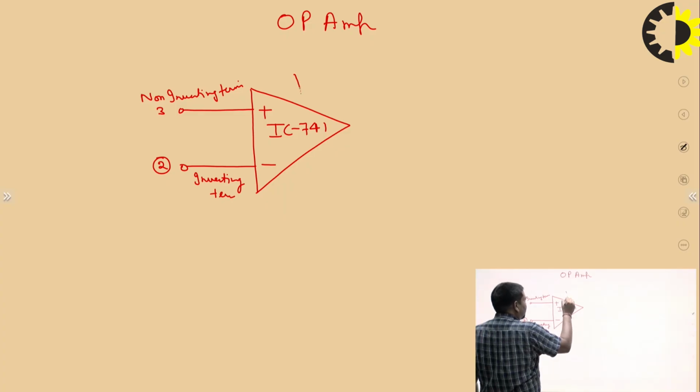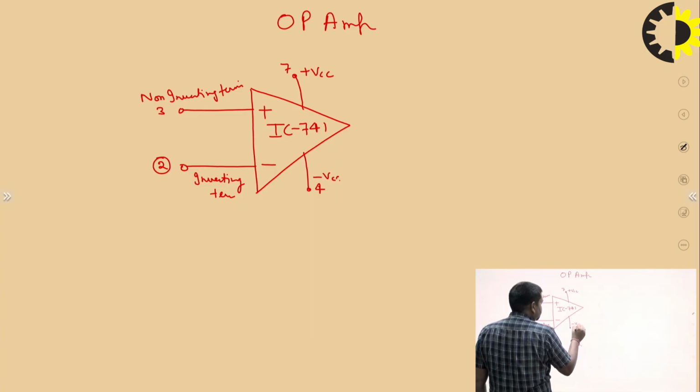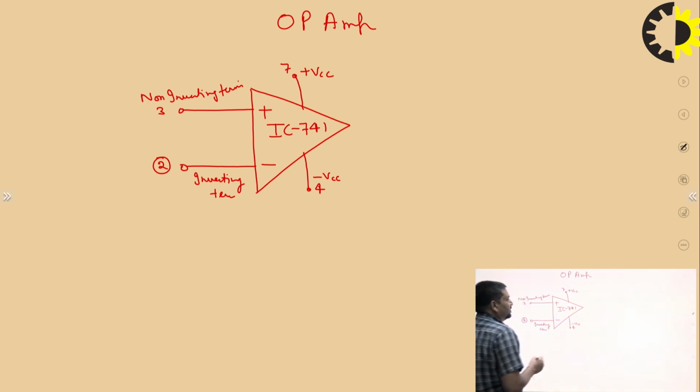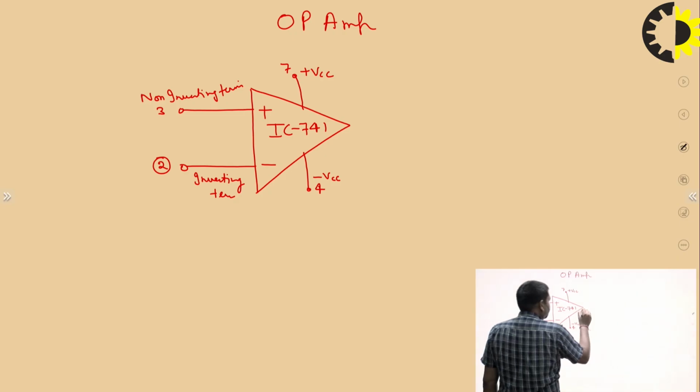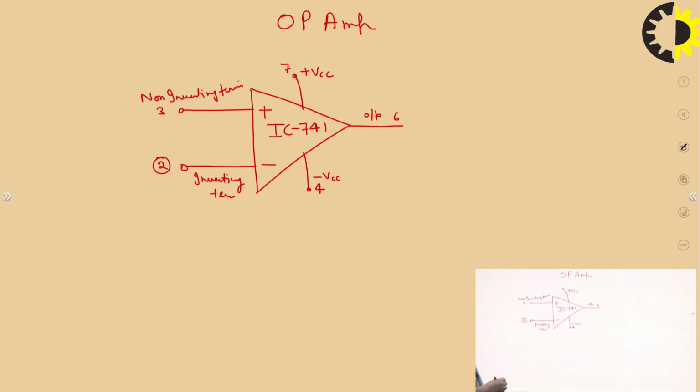And this is the biasing. Plus VCC is connected to pin number 7, and pin number 4 is connected to minus VCC. So this is the biasing voltage given to the IC 741. The output is taken at pin number 6. This is the IC diagram of the operational amplifier.